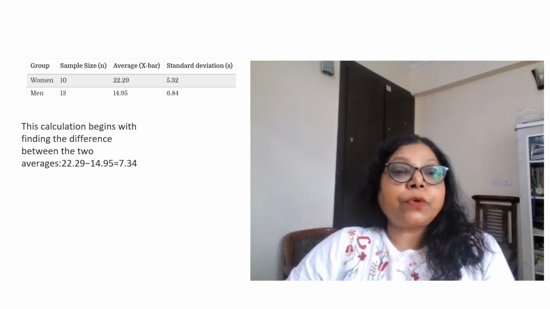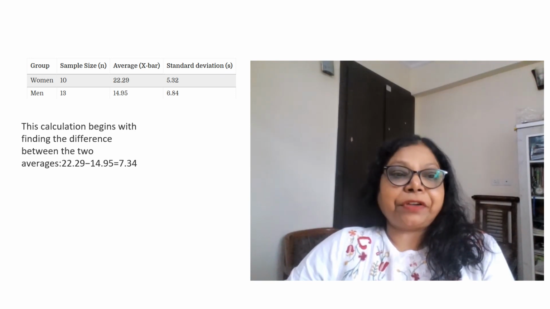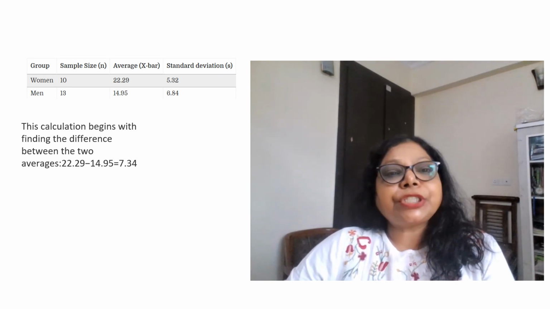Now, if we look at the summary statistics, we can see that the standard deviations are similar, and this supports the idea of equal variances. We can also check this using a test for variances.